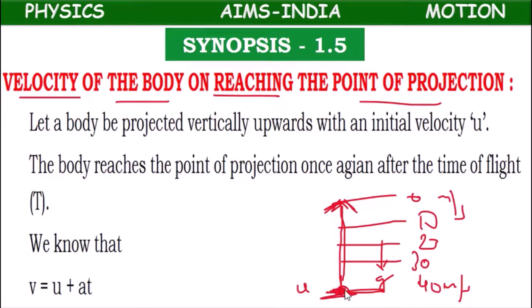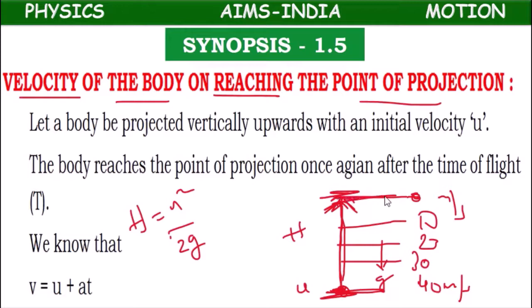This is the point of projection. From the point of projection up to a certain height it will travel and its velocity will become 0. This height is called H max, maximum height. Yesterday only we have calculated H max equal to U square by 2g. Formula: H max equal to U square by 2g. So up to a certain height it will travel due to gravity, or gravitational pull. Velocity continuously decreases. Finally it will become 0.